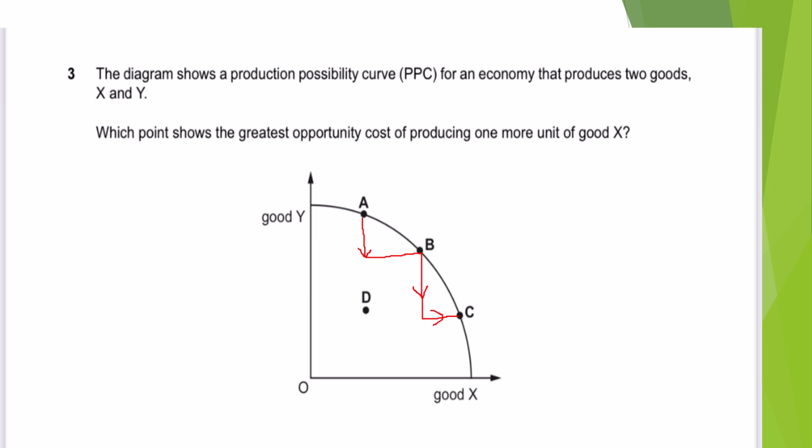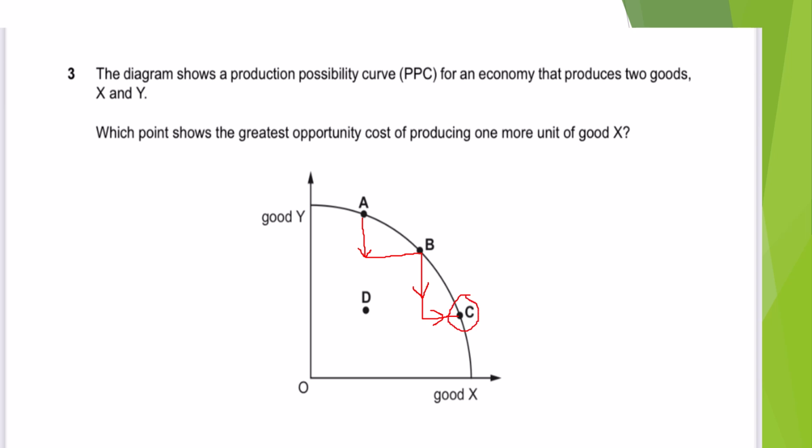Now look at this arrow. This is a small arrow and this one is a bigger distance. From B to C, it's more vertical distance as compared to A to B. So it means that for producing one more extra unit, that is C, we are foregoing more of B. So C would be the correct answer.